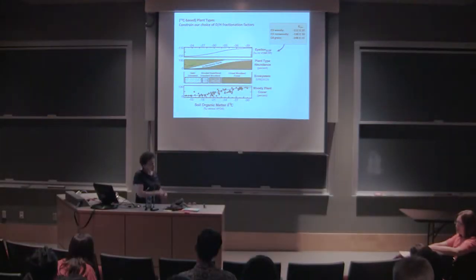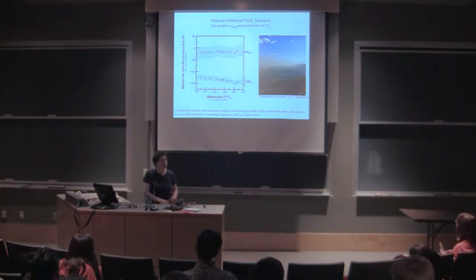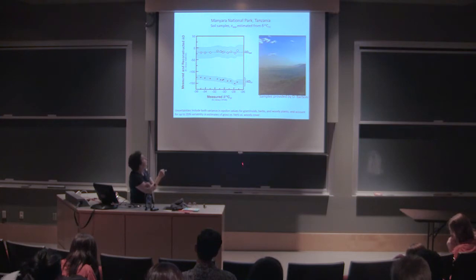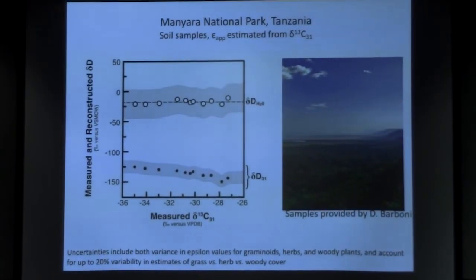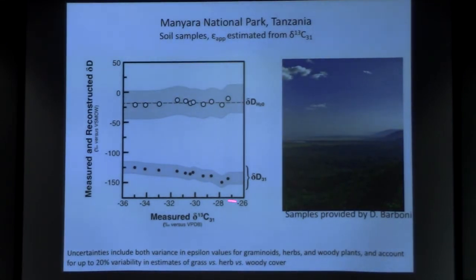We like this approach, and we tried it out on different environments. Here's Lake Manyara in Tanzania, and there's a strong gradient in vegetation across that. And the vegetation has a strong isotope range from about -36 to -26.